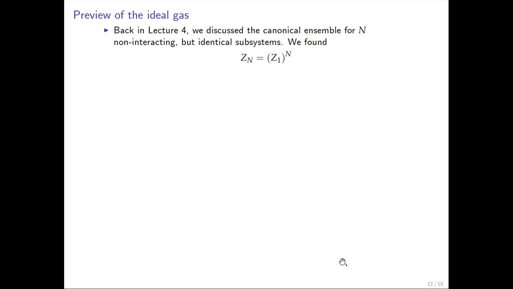Okay, so back in lecture 4, we discussed the canonical ensemble for N non-interacting but identical subsystems. If you go back and have a look at that, we found that for non-interacting subsystems, the canonical partition function Z_N was equal to Z_1, which is the partition function for one of these, to the power N. So we looked at this specifically for paramagnetism of localized moments, but we mentioned it's true in general.